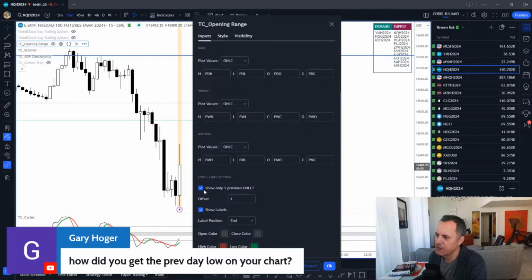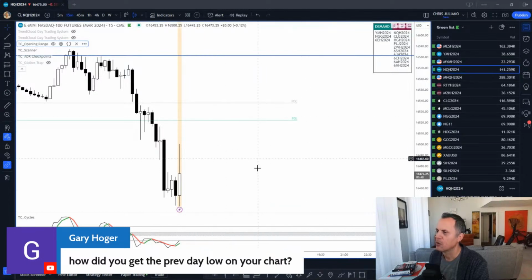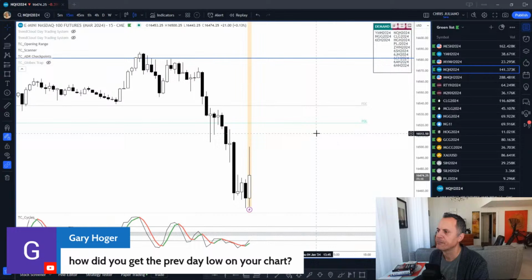Okay, and you see this right here, Gary. It says show only one previous open, high, low, and close. Make sure that's checked, otherwise you'll get a whole bunch of lines on your chart. So just make sure that's checked as well. But all of that is on your opening range breakout tool.